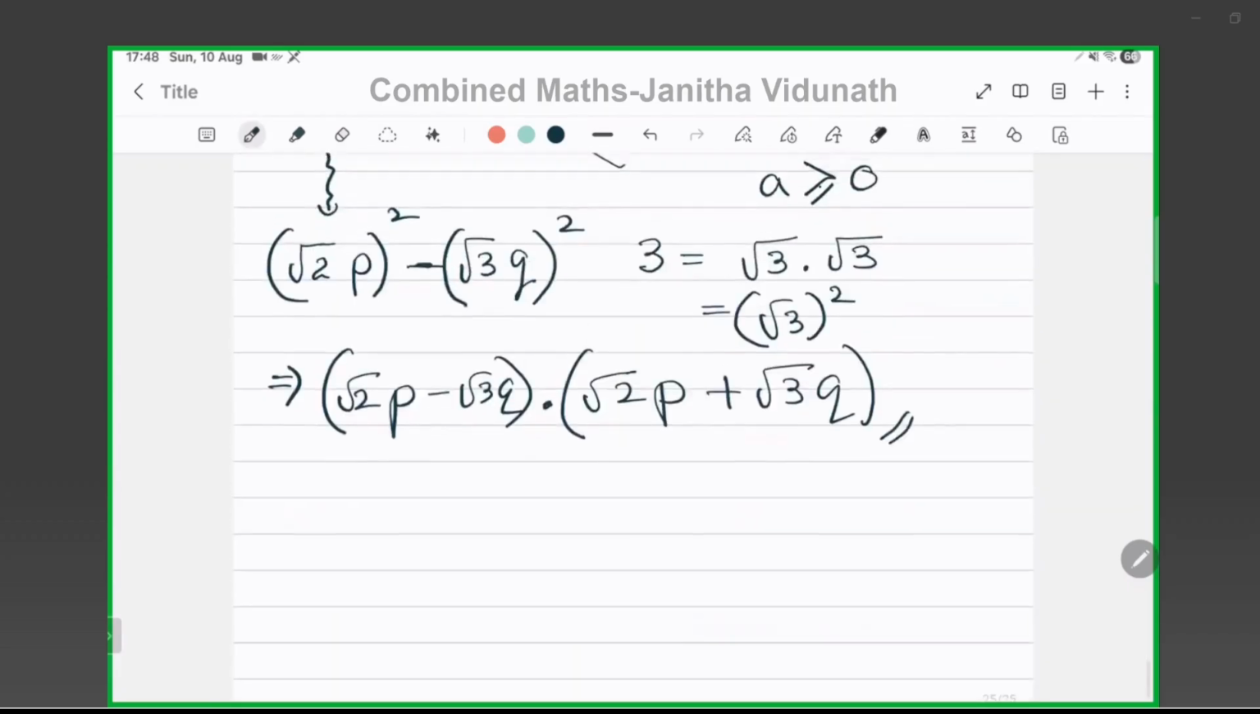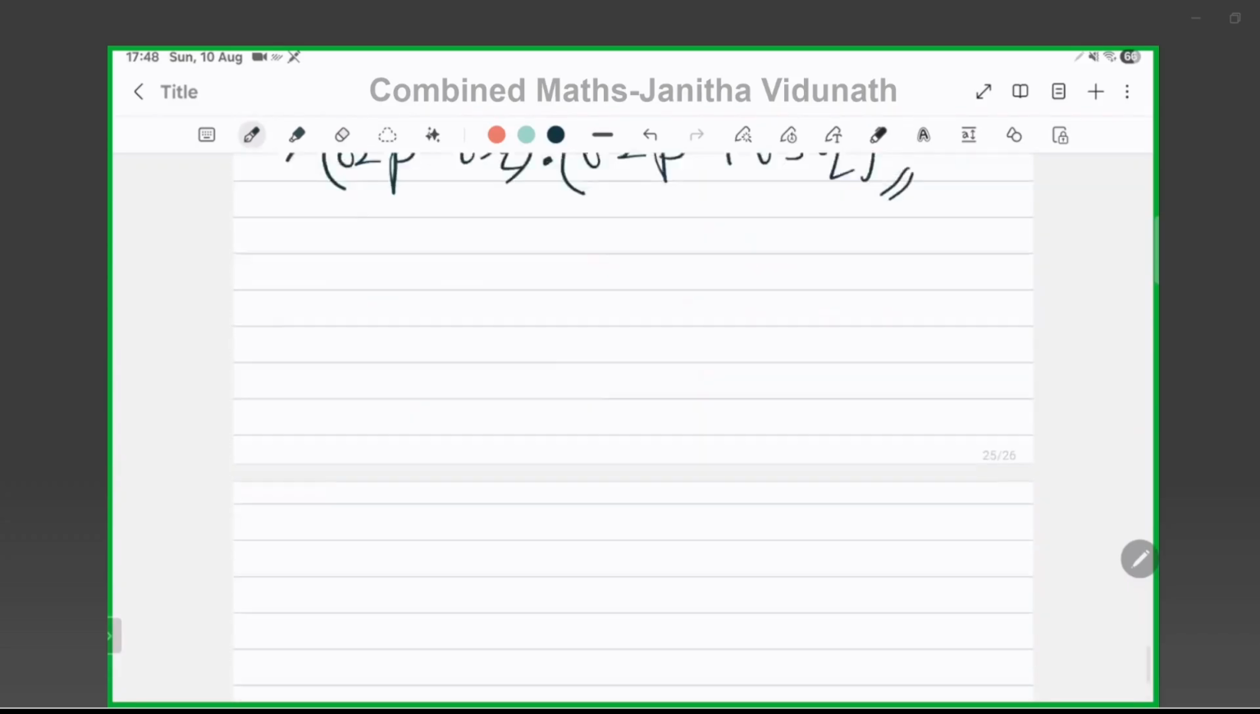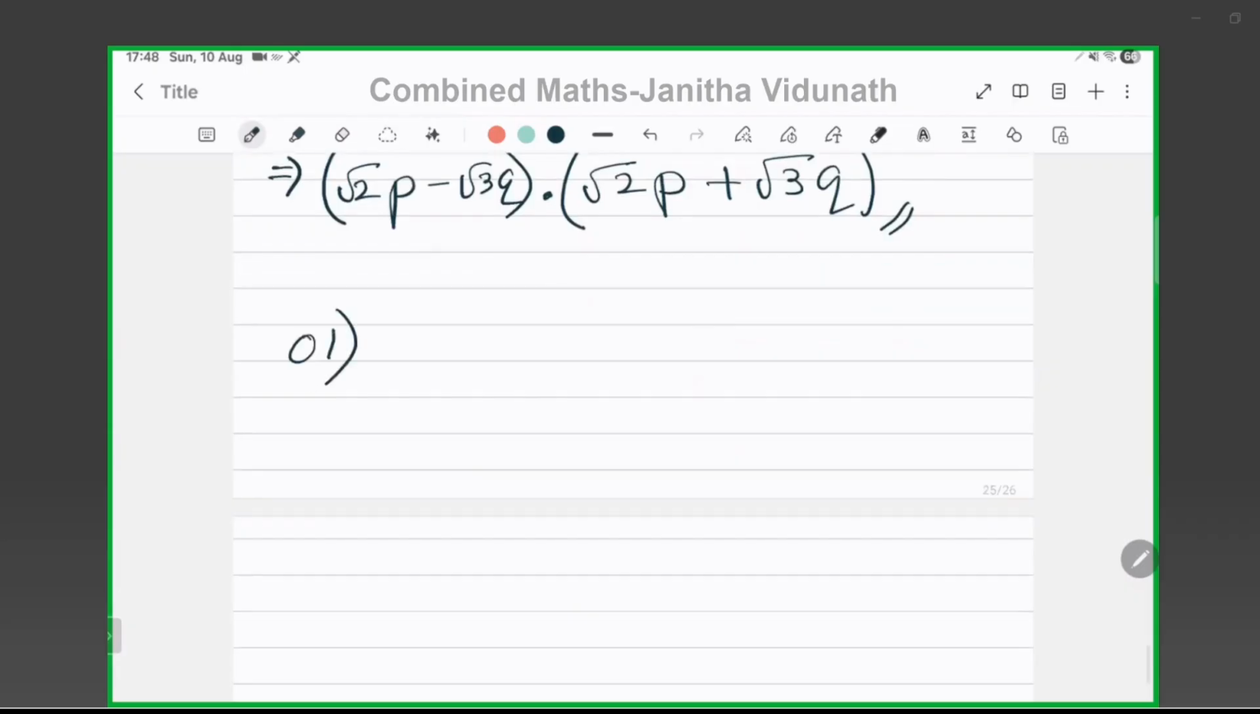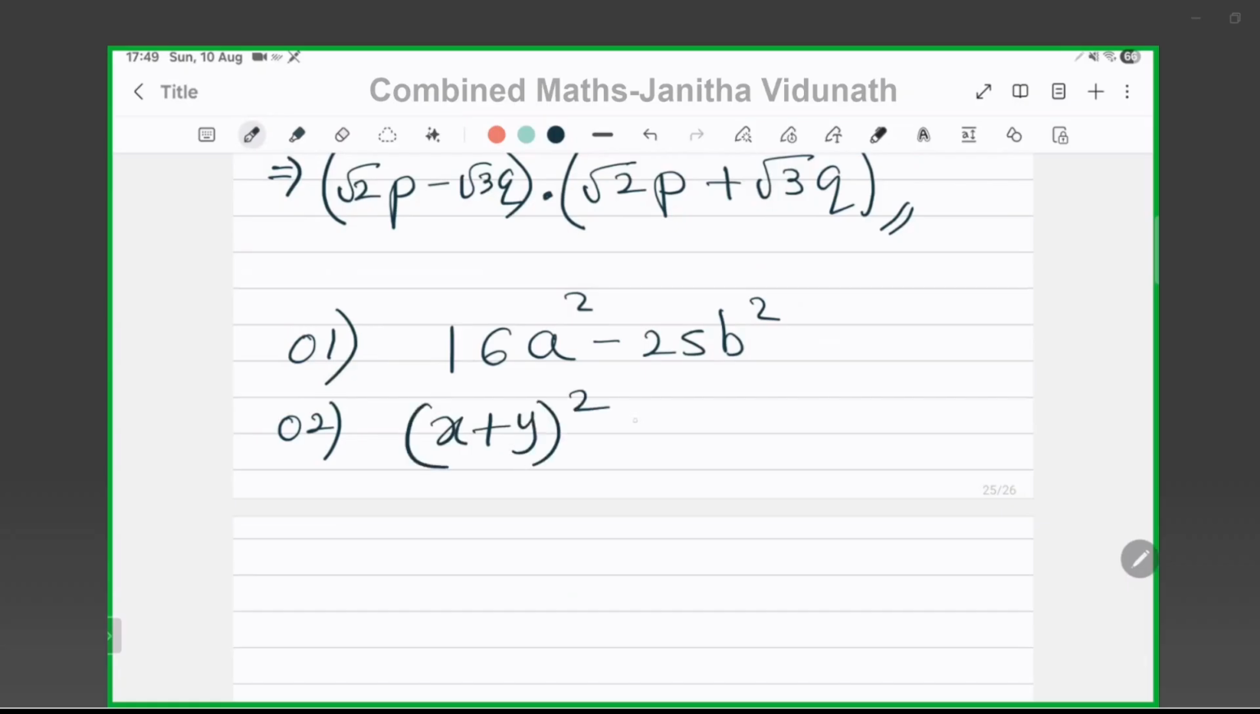For further understanding, I will give you some questions about this. First one is 16a squared minus 25b squared. Second one is x plus y whole squared minus 4y squared.